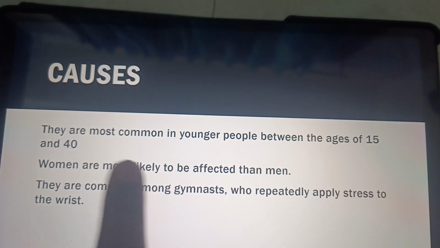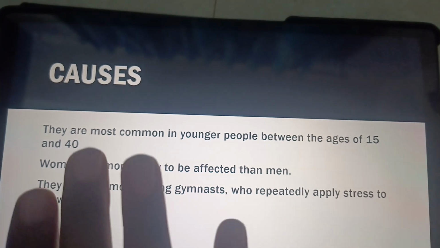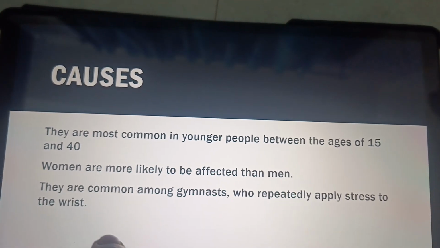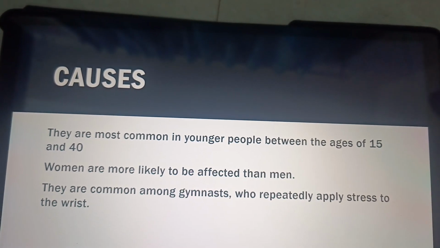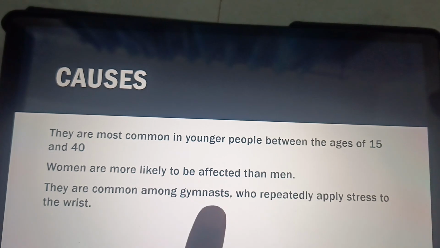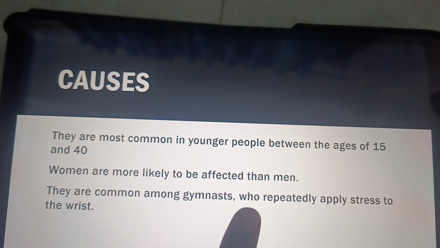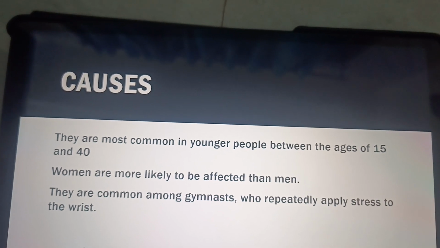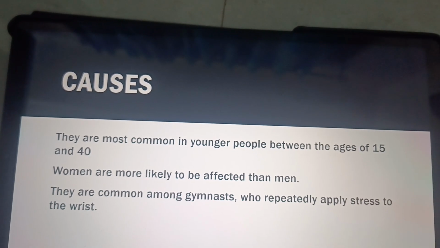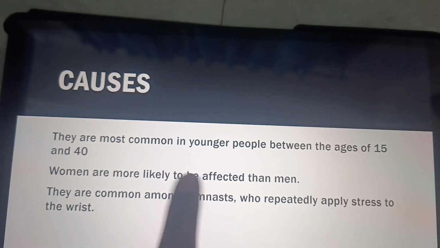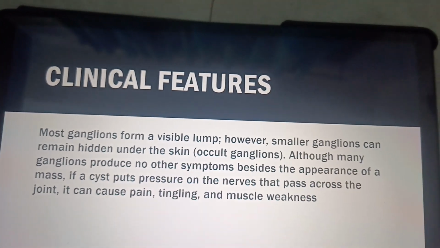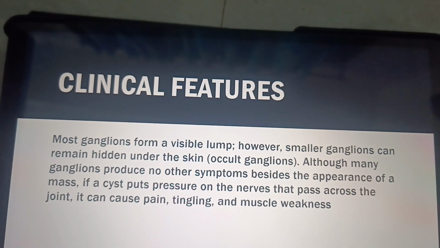It can occur in any age group, but usually between 15 to 40 years of age. Women are more commonly affected when compared to men. They are common among gymnasts who repeatedly apply stress to the wrist. So what happens is that repeated micro trauma to the wrist can lead to formation of a ganglion cyst. Clinical features: most ganglion cysts are asymptomatic.